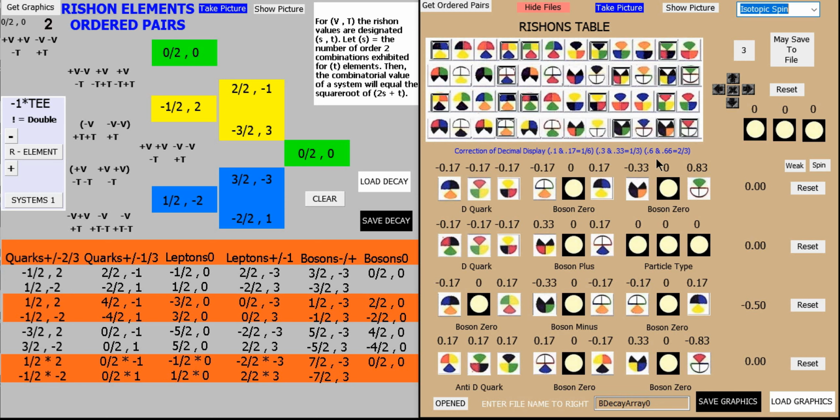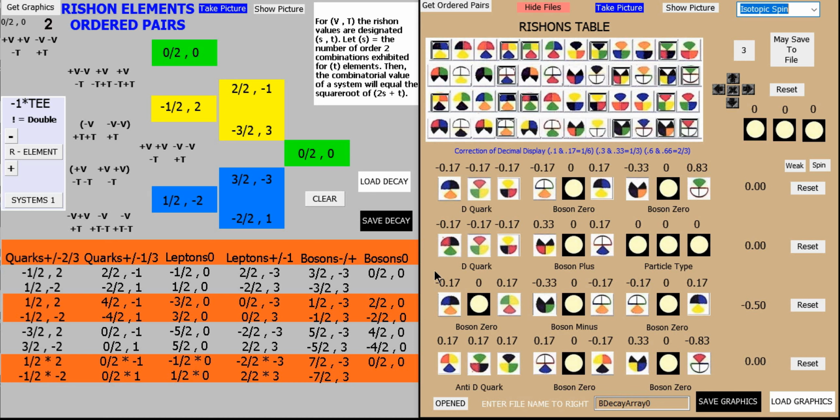So 5/6 take away 2/6 leaves 3/6. So we have a positive 1/6, which cancels this negative 1/6 over here. And so we begin on the B quark with the appropriate isospin of 0.